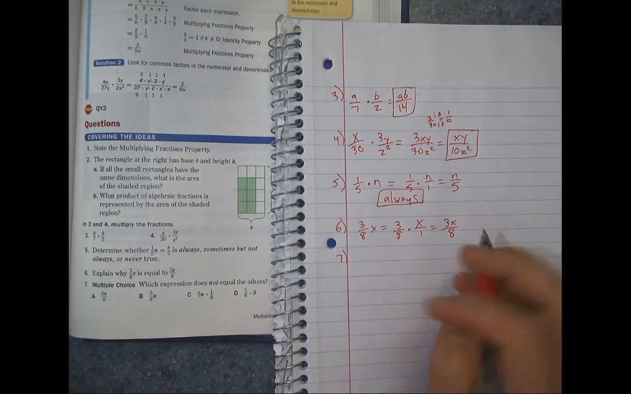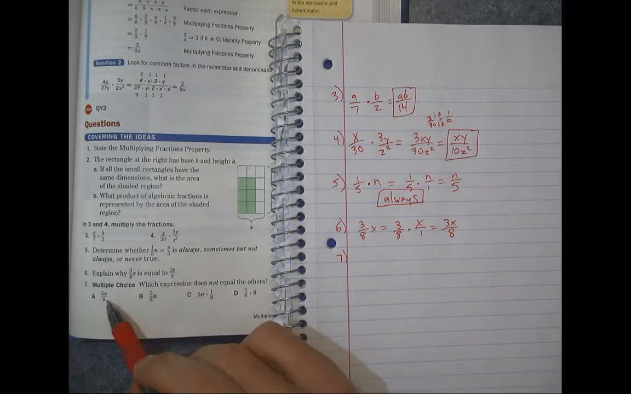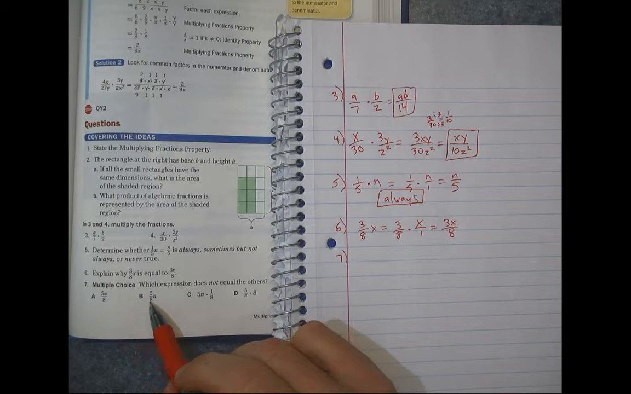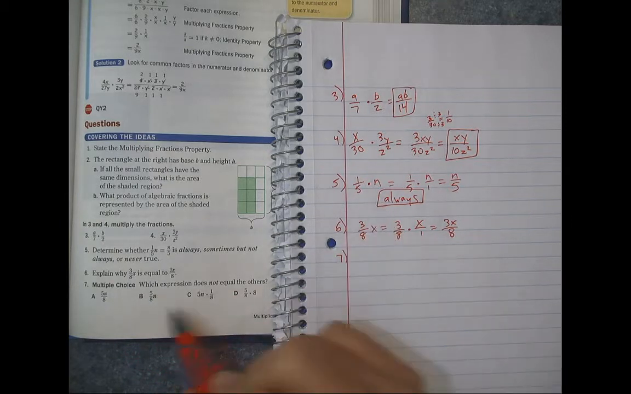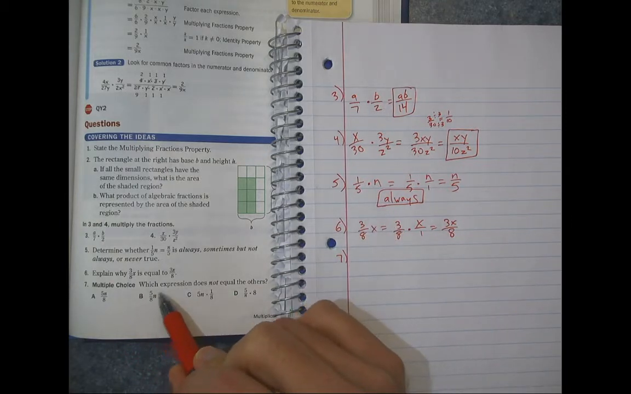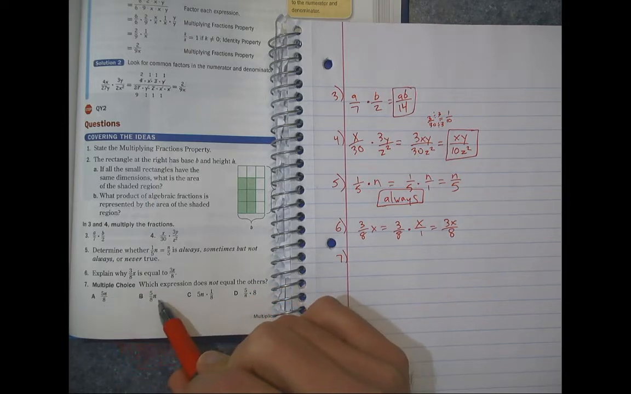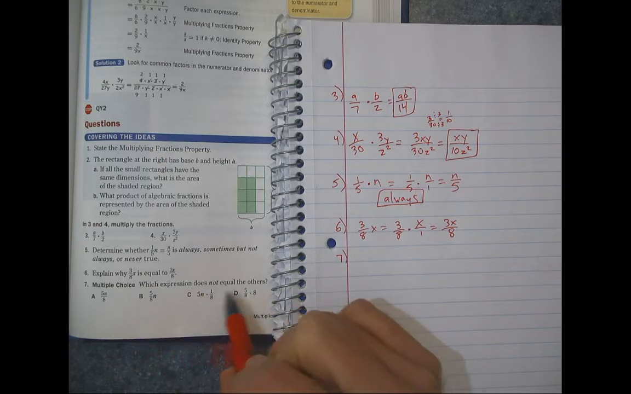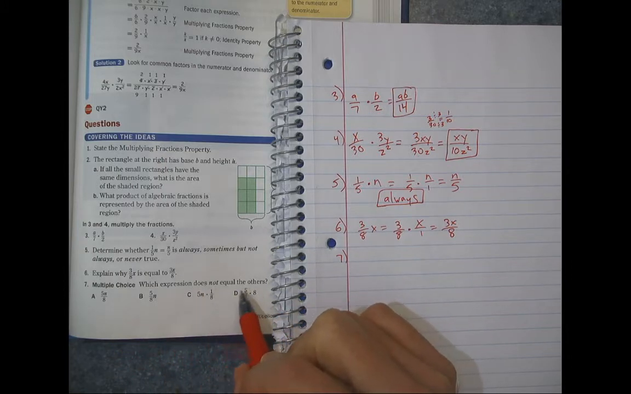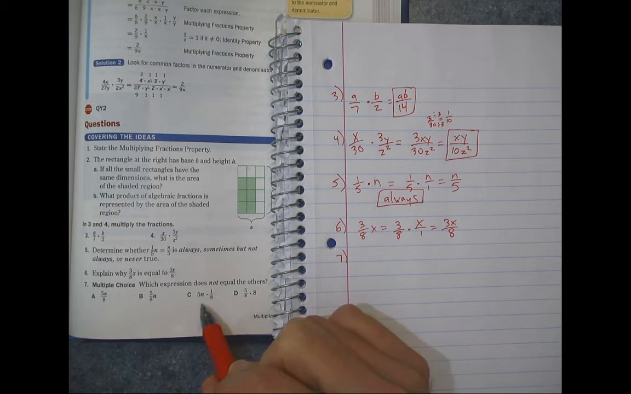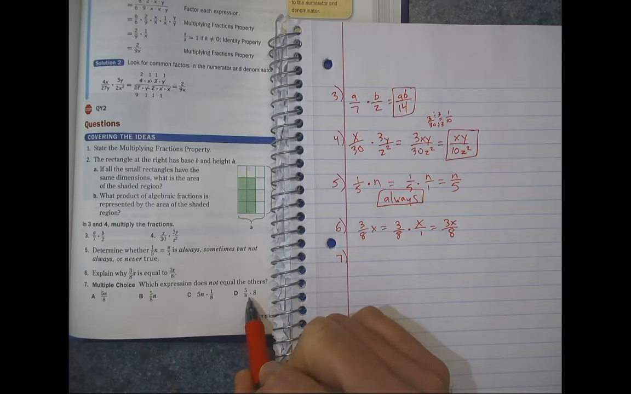Okay, number 7. Which expression does not equal the others? So if I just look at these two, I don't need to go ahead and do all the extra work like I just did here, like put the n over 1 and multiply. I'm going to get a 5n on top, and I'm going to get an 8 on the bottom. So I already know that these two are equal to each other. So I basically have to look at the other ones and see which other ones are going to equal that. So this would be 5n over 1. So when I multiply straight across, I'm going to get 5n on top. I'm going to get 8 on the bottom, which is the same as these. So process of elimination, this is the one that is not equal to the others.